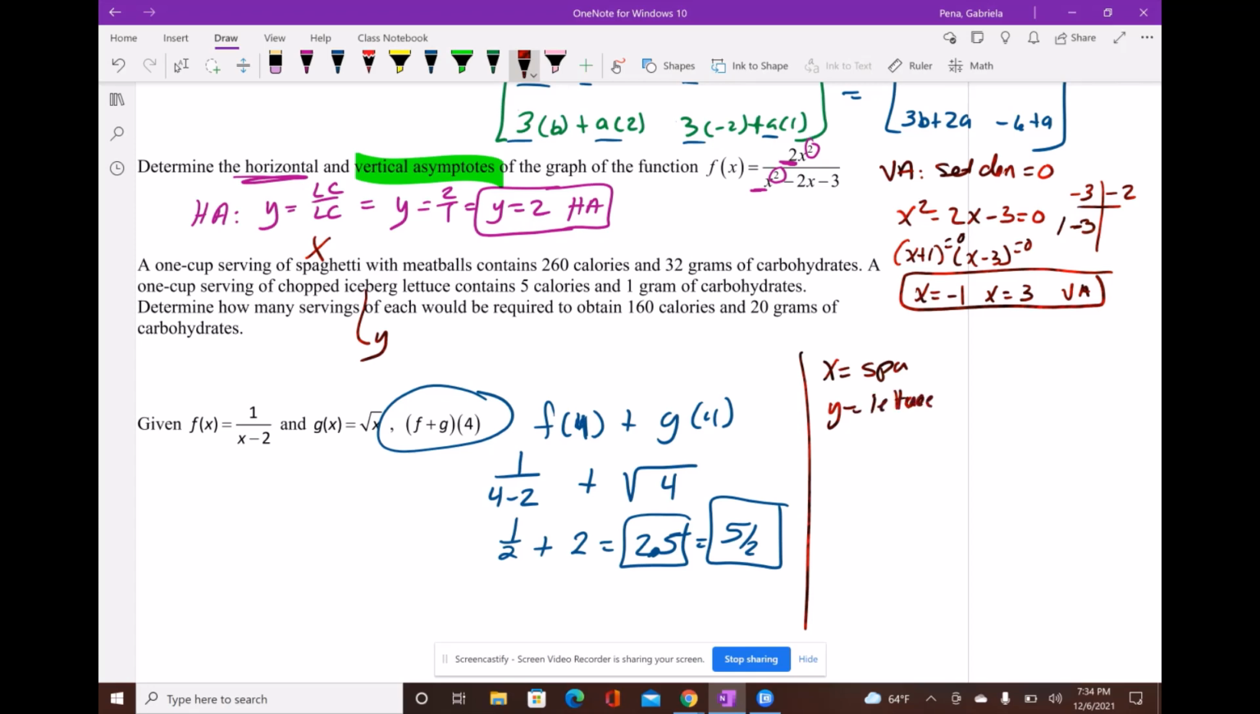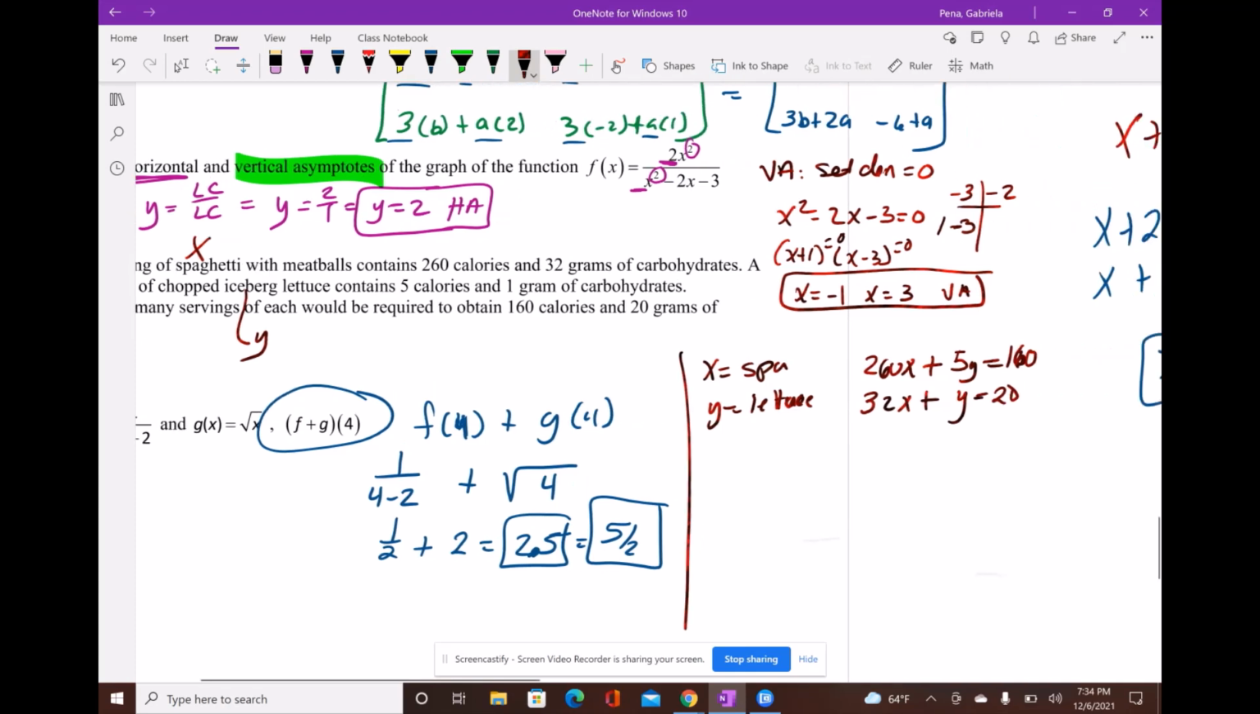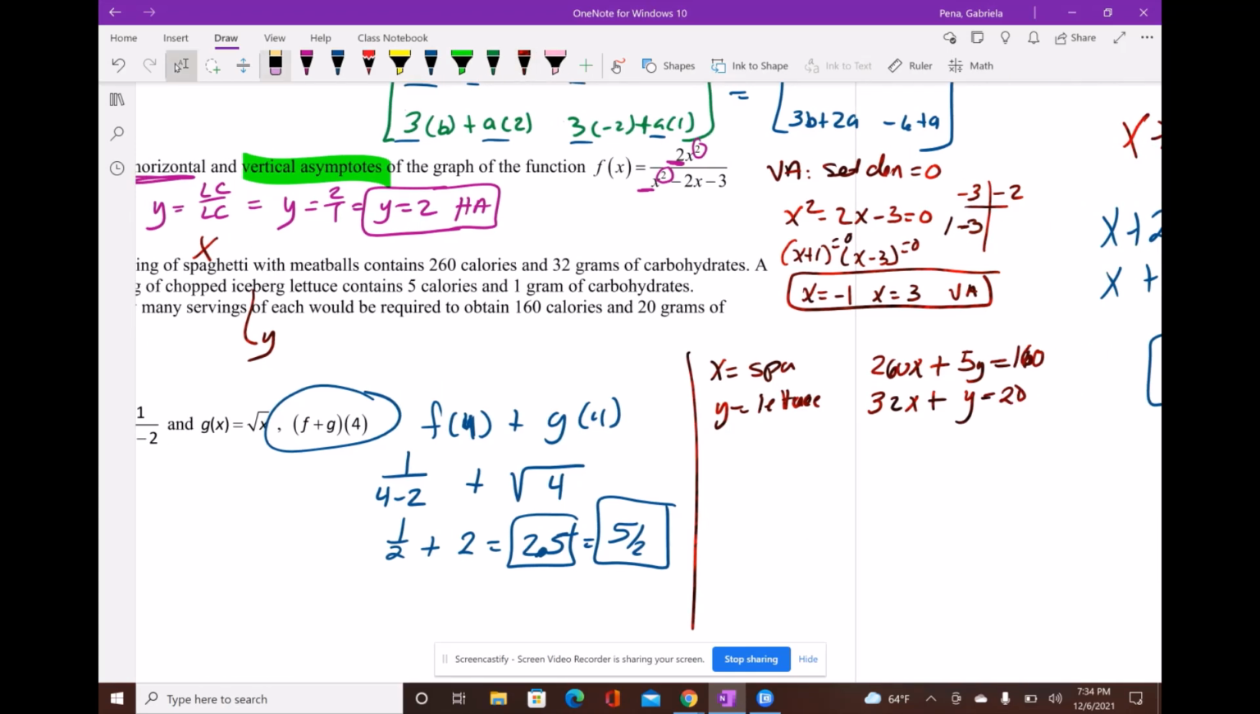You have to do one equation with calories and one with carbs. So how many calories are there in spaghetti? 260. 260x plus the calories in lettuce, 5y. I want that to be equal to 160. And then we do the carbs: the carbs in spaghetti is 32x, plus the carbs in lettuce is 1y, and together I only want to consume 20. So these are the two equations you have.